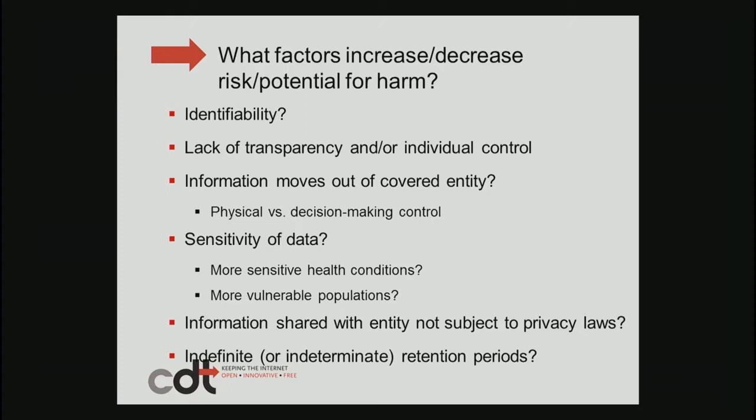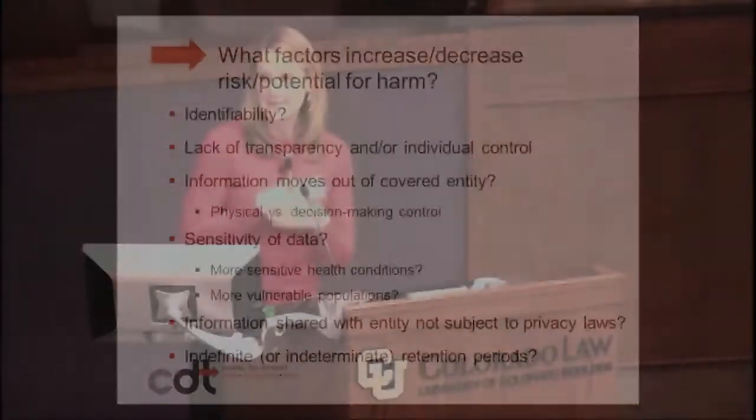So, some of the factors that may increase or decrease the risk or potential for harm: identifiability, certainly that's something that's already embedded within the regulations, but questions have been raised about just how much that protects. Professor Ohm, for example, has raised some really important questions about anonymization, lack of transparency to patients, information moving out of the covered entity, and does it matter, for example, if it's physically moved out, or should we be focusing on the loss of decision-making control?